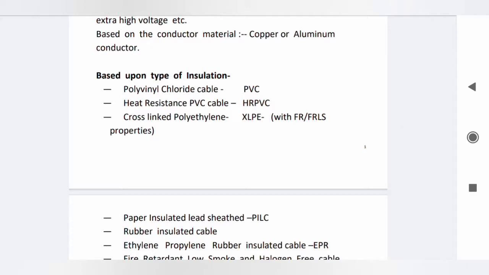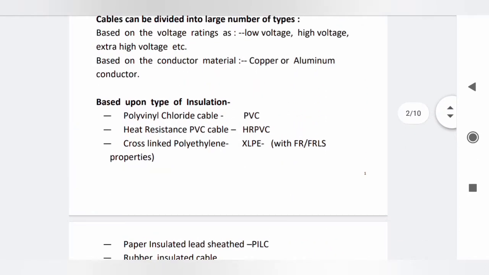After that, it can be based on the insulation. It can be PVC, HRPVC, XLP. PVC, as you know, is polyvinyl chloride. HRPVC is heat resistance PVC. XLP is cross-link polyethylene. It can be combined with FR or FRLS, which is fire retardant and fire retardant low smoke properties. This is generally used where we require protection from fire, or the cable should be protected from fire for several minutes, like 30 minutes or something like that. And FRLS can be with the low smoke capability.